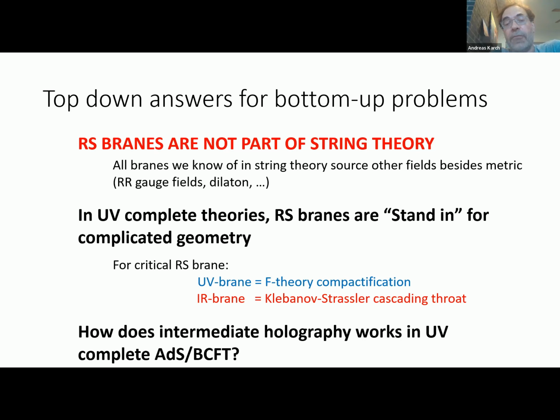So you might ask yourself, what does the story of intermediate holography look like if you work with a UV complete description of some AdS/BCFT picture? For example, in the case of the critical brane, these Randall-Sundrum branes always stand in for something more complicated. Like a UV brane, the thing that I described so far, where you cut out the UV part of spacetime, there's some paper by Verlinde where he tells you that's really some sort of toy model description of what's eventually an F-theory compactification. An IR brane, which would be like a negative tension brane, which removes the other half of spacetime, can be modeled as a model of Klebanov-Strassler cascading throats, but the full string theory geometries are always slightly different. They share some qualitative features with RS branes, but RS branes as they stand, we don't know how to get out of a consistent theory of quantum gravity. So maybe there's just something wrong with the branes.